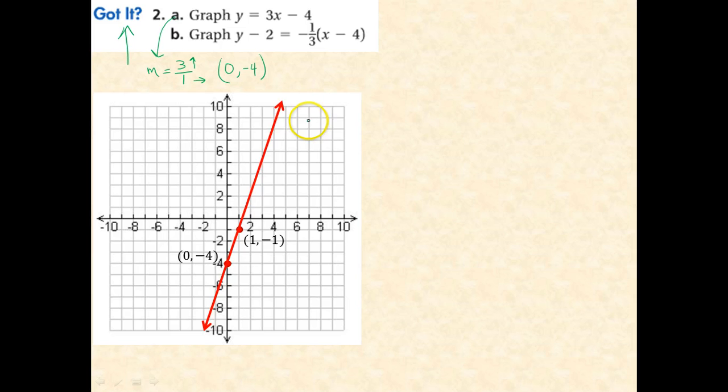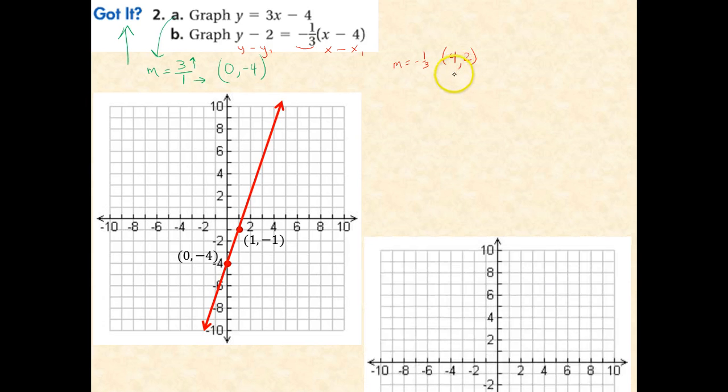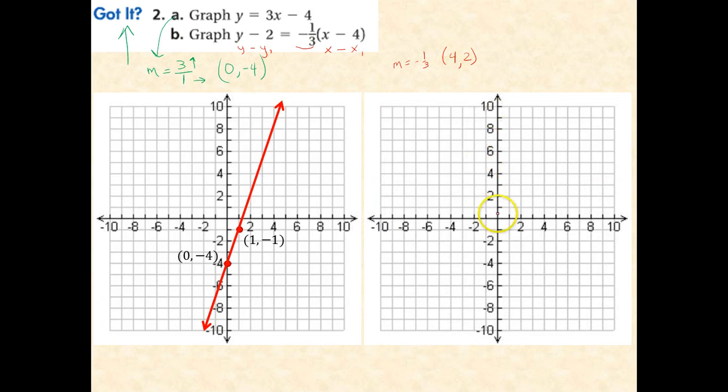All right, for the graph of B, my slope is negative 1/3. And my point is, let's see, it's x minus x1, so x1 is 4. And it's y minus y1, so y1 is 2. So I will start at the point 4, 2.